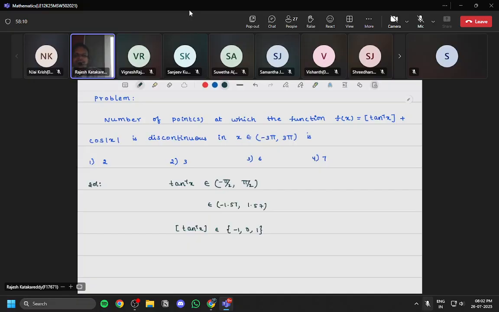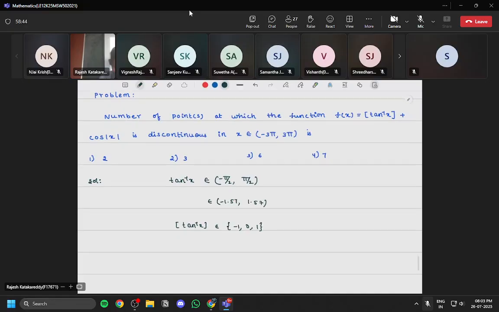To make that one interesting, add f of x equals sin inverse of modulus sin x. Interval, you take minus pi to plus pi, both open. Tell me. I don't know the answer, and I don't want the answer as well. I want your approach, how you are thinking. See, I have asked two problems.